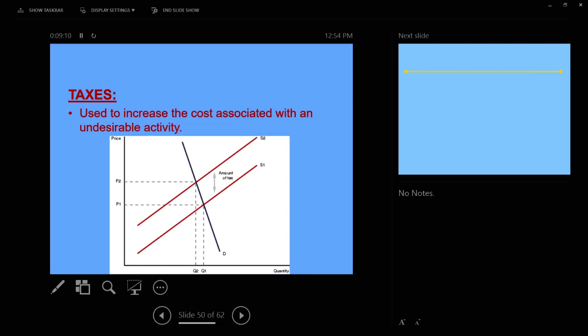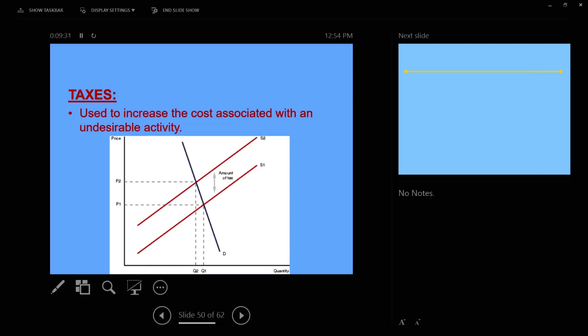A tax literally shifts our supply curve vertically. Make sure you get that in your notes. And if I ask you to show me the tax or show me the subsidy, you have to measure it vertically. So the amount of tax is that vertical distance between S1 and S2. So after we've imposed the tax, we're at S2.